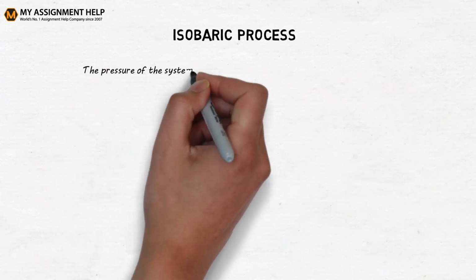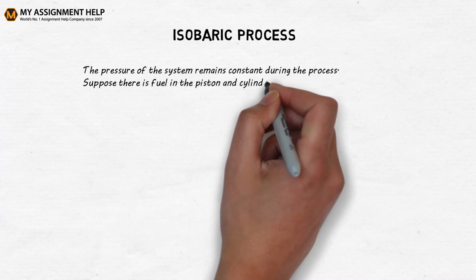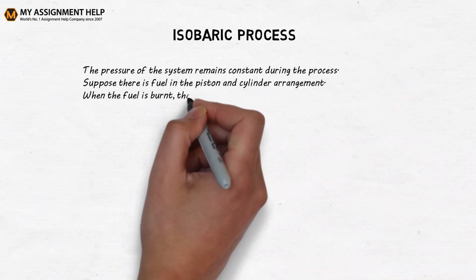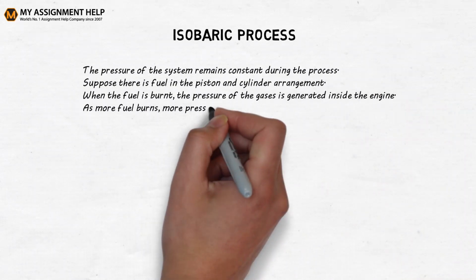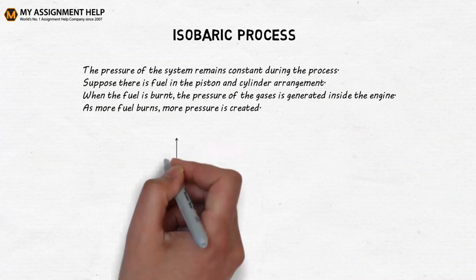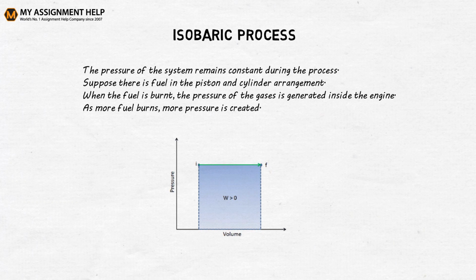Isobaric process. The pressure of the system remains constant during the process. Suppose there is fuel in the piston and cylinder arrangement. When the fuel is burned, the pressure of the gases is generated inside the engine. As more fuel burns, more pressure is created. Let us assume there is an isobaric heat addition in an ideal gas. The molecules do not interact. Also, they do not have volumes. The pressure varies with the temperature and quantity linearly and inversely with the volume according to the ideal gas law.